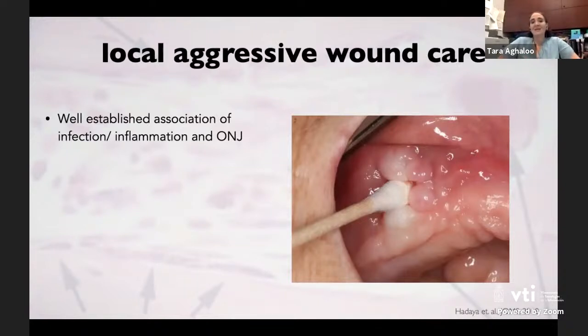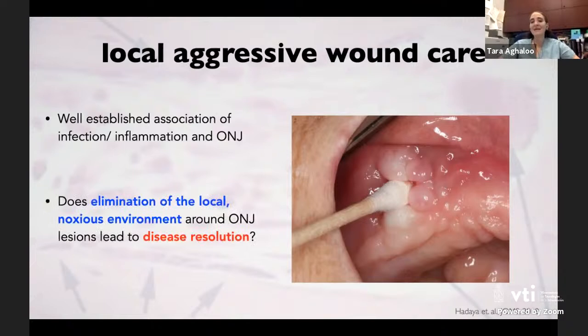And remember, we said that we know that ONJ is an infection or an inflammation as one of the major causative factors. And so can we eliminate this local noxious environment around the area of diseased bone, and can that lead to resolution of the disease? And so this was a study that we did published in 2018 in the Journal of Oral and Maxillofacial Surgery.